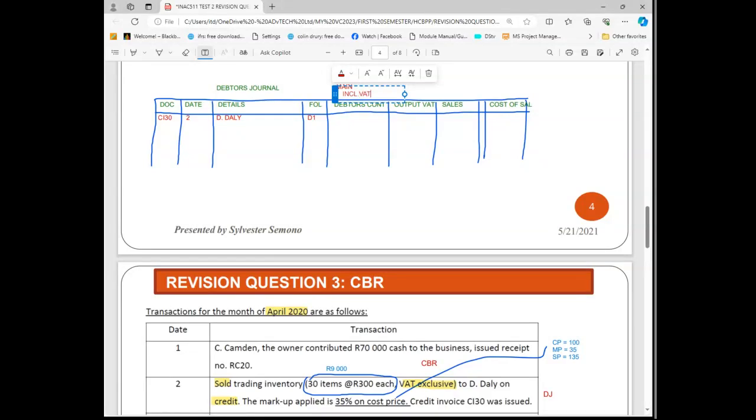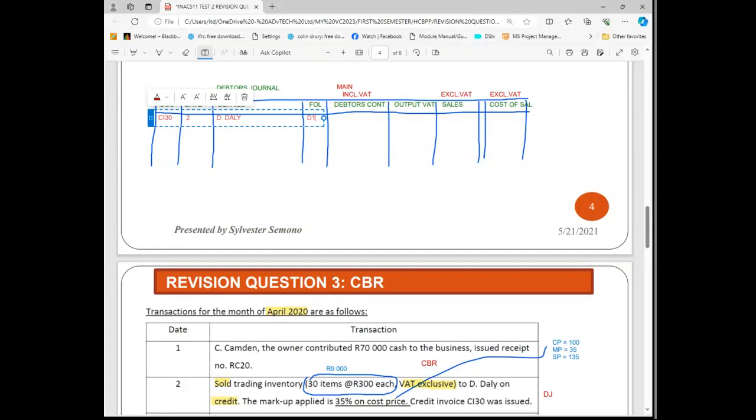Okay. What about the sales? Excluding VAT. Thank you. What about the cost of sales? Excluding VAT. Thank you. Can you see it's similar to what we did? Yes. So now the amount given to us, we have got 9,000.